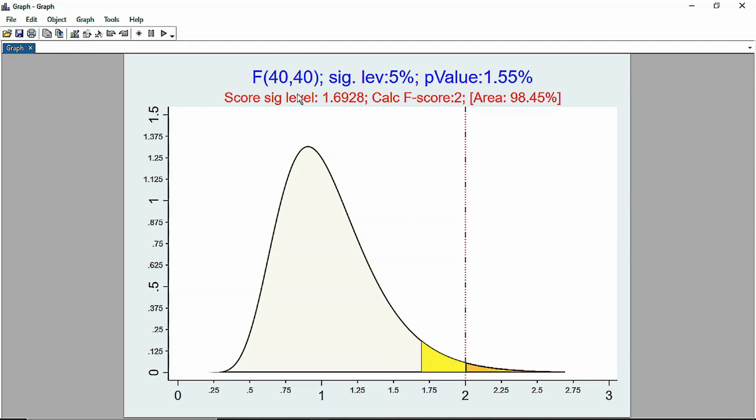F distribution is generally used to compare the variances, and the null hypothesis is that the variances are equal, and its alternative hypothesis is that the variances are not equal. So we conclude that the variances are not equal in this case if the calculated F score were 2.